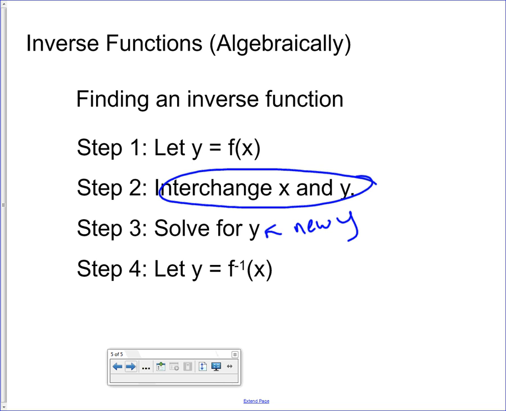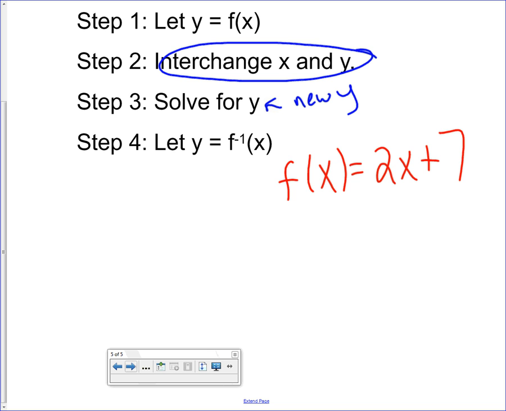So let's look at an example. Suppose that I have a function f of x equals 2x plus 7. And I want to find its inverse. So the very first step is saying, hey, instead of using f of x, let's just call this y. This is a y now. And I'm doing that so that my second step is really easy. I can interchange my x and y.